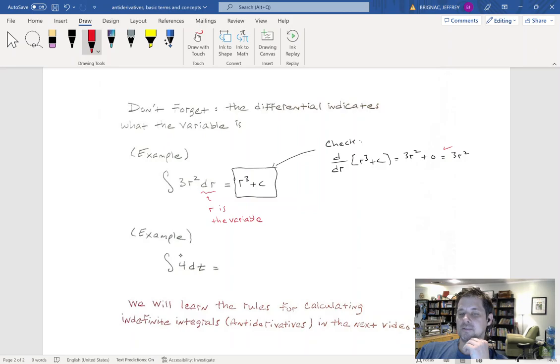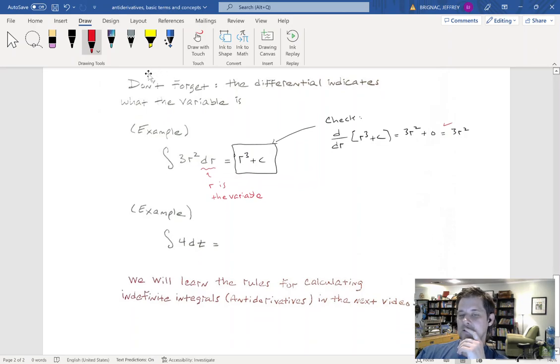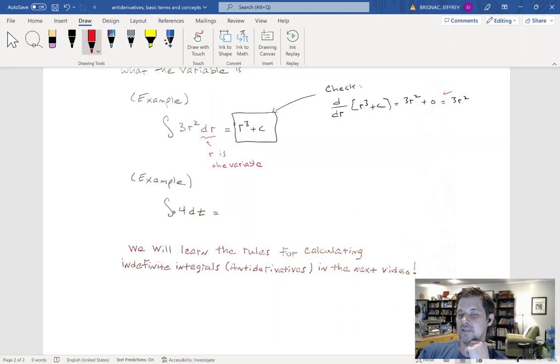What about this one here? What's the antiderivative of 4 dt? So this time the function that I'm trying to find the antiderivative of is just 4. So I'm trying to think of something, and again, I haven't given you any rules yet. We're not worried about that. We're just playing around with the ideas a little bit. What would I take the derivative of to get 4? How about 4x? What's the derivative of 4x? It is 4.